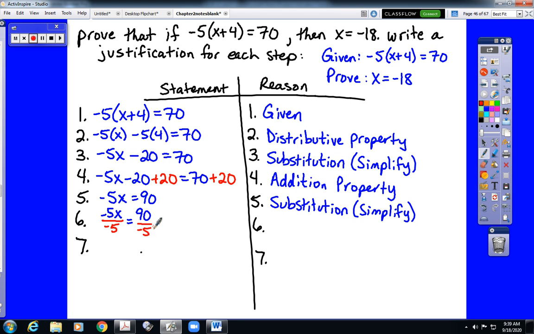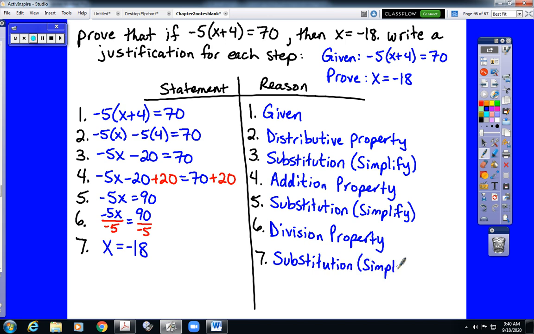So once again, we show that first. We show -5x divided by -5 equals 90 divided by -5. That step gets labeled with the division property of equality. And again, I'm not making you write out "of equality," but all of these properties are equality properties. And then we actually divide, which would leave us with x equals -18, substitution property being used to simplify.